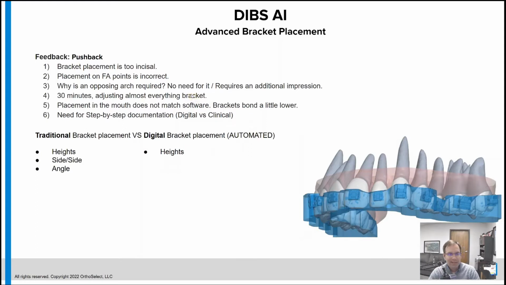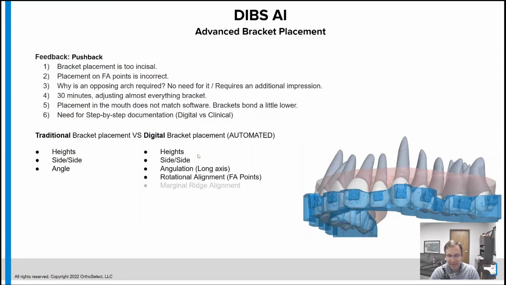All right, let's talk about the second point here in our feedback, and that is on the FA points. The feedback is that doctors feel sometimes that the placement of the brackets is not ideal in terms of those facial axis points. And again, that is a fair point and a true point. My answer to that is this.